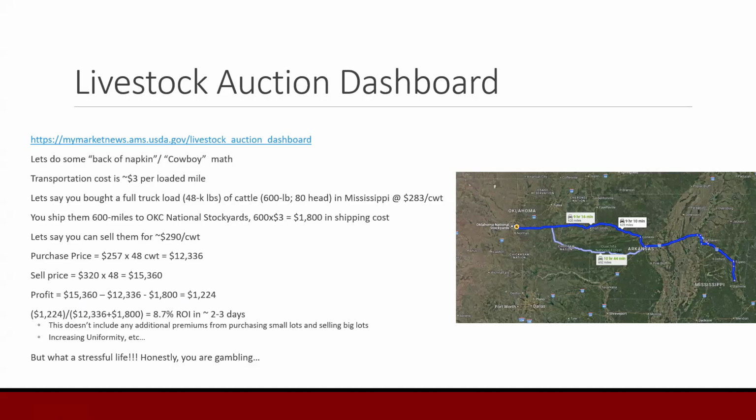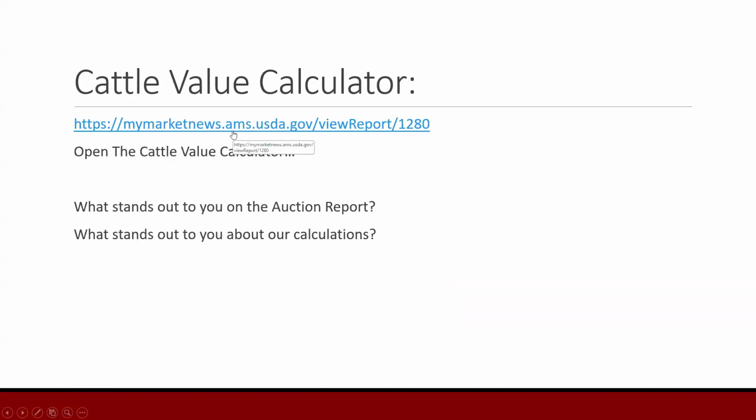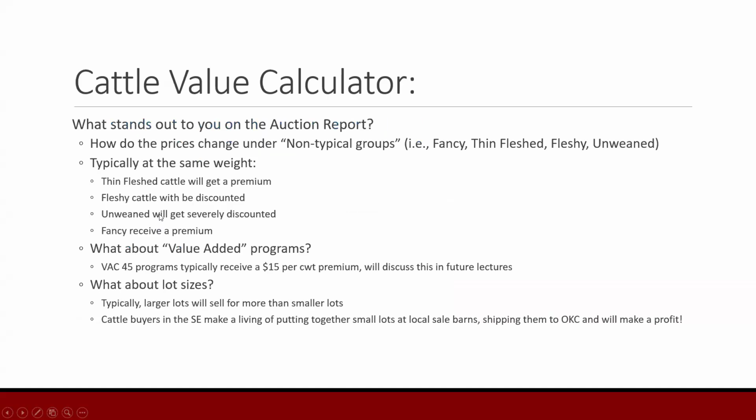You may take them to your operation, put together a group of like cattle that you bought from small stockyards, small auction markets in the Southeast. You may own them for a week. You sell them, you made $1,200. I know people back home that do this. That's an 8.7% return on investment over about 2 to 3 days. Could you imagine the stress? Okay, we've already done this.